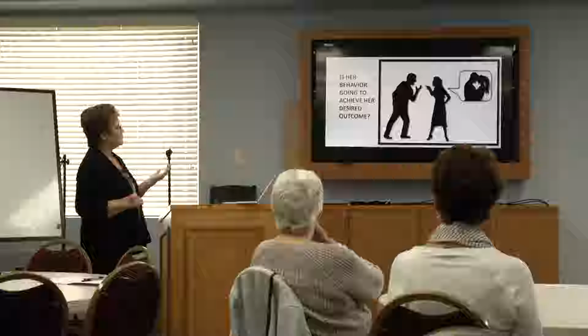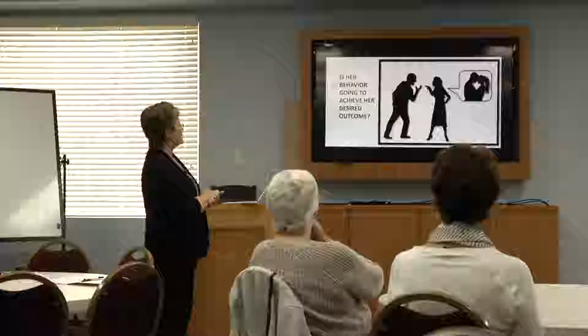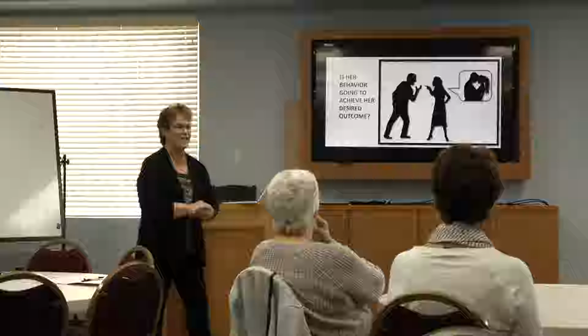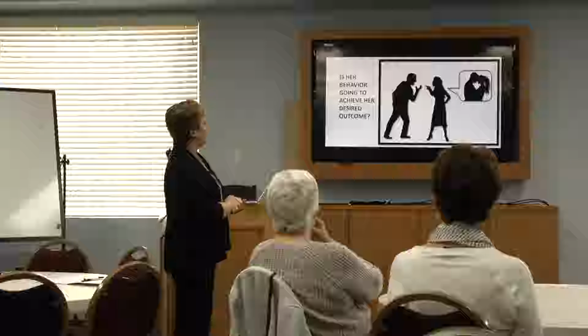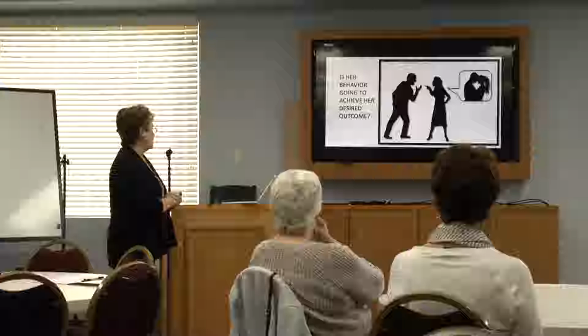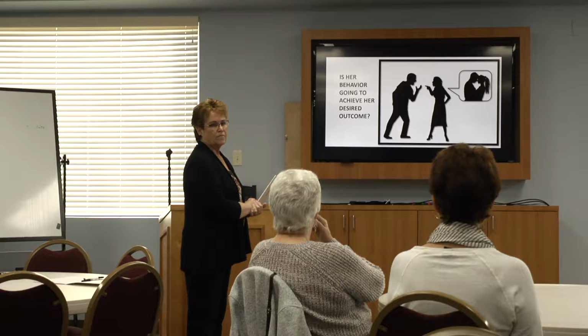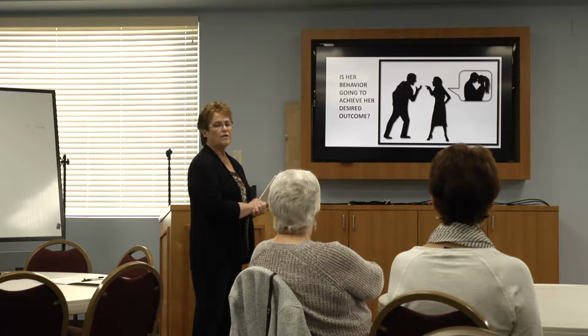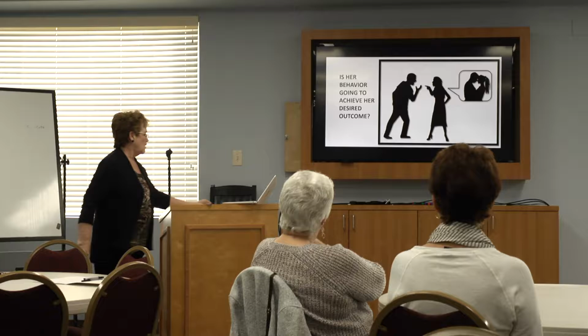Here's a scenario that we will use for the remainder of the class if you so desire. It's a basic scenario where we have a kind of conversation on the left there. You can see that her desired outcome is that picture in the bubble. Now, is her behavior going to achieve her desired outcome? No. Why not? Because it looks like an angry exchange, not a relationship exchange. Very good, very good, okay.